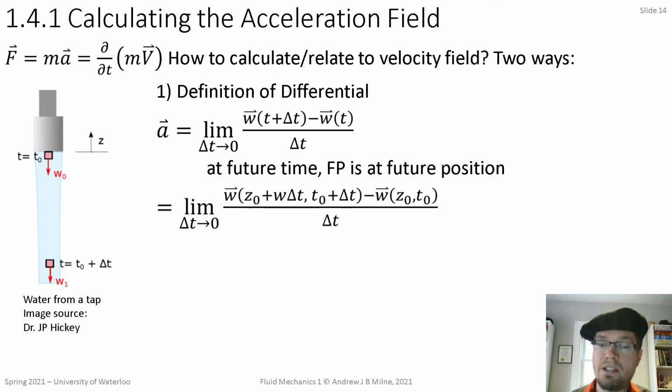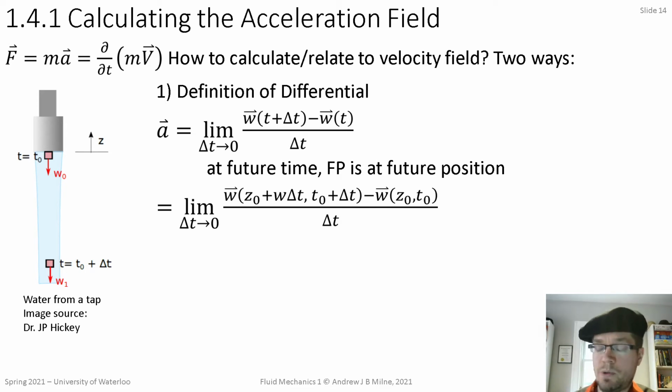And so w at t plus delta t is w at z plus delta z and t plus delta t. Delta z is velocity times delta t. That's the change in position. So it's z plus w delta t and t plus delta t. The second term stays the same. It's our reference term, still just w at z, t. I'm skipping saying "not" every time because it just takes too much time. And the denominator stays the same. We're taking the limit as delta t drops to 0. It's just staying there as delta t. We don't need to expand that.